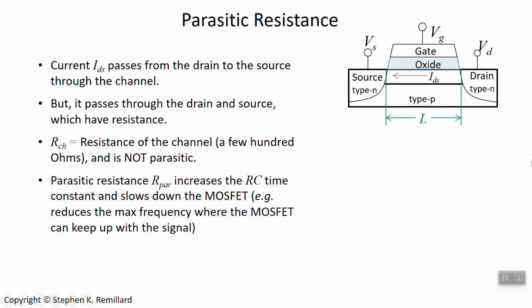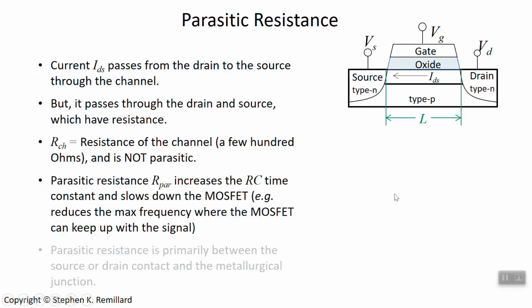The parasitic resistance has the effect of slowing down the circuit because it raises the resistor-capacitor time constant, which is defined by the channel resistance and the oxide gate capacitance. And that time constant dictates how fast the MOSFET can operate. A high-frequency signal needs to be able to fluctuate at its frequency while the MOSFET keeps up with it as it charges and discharges. That's impacted by the extra resistance of the source and the drain.